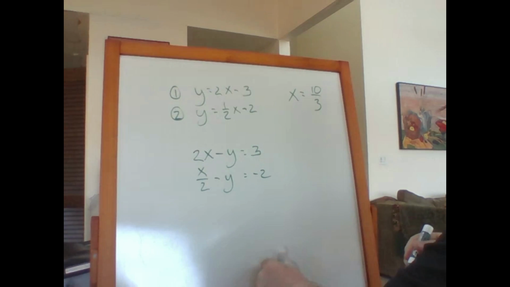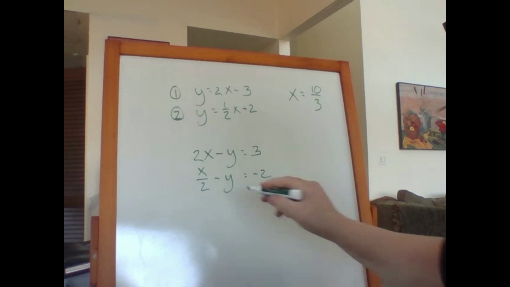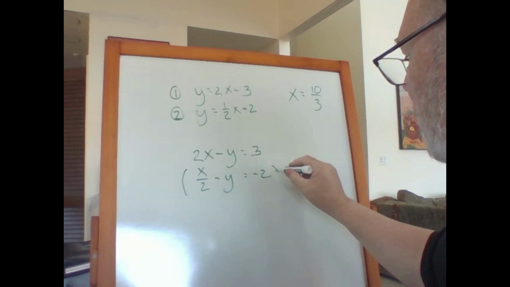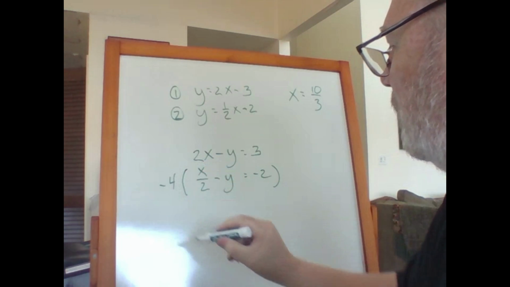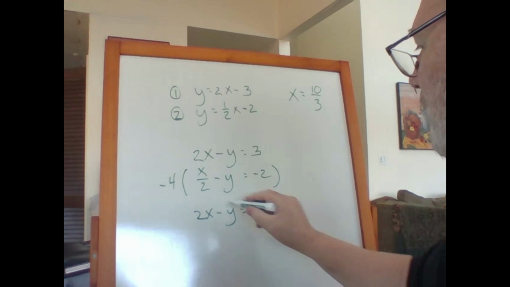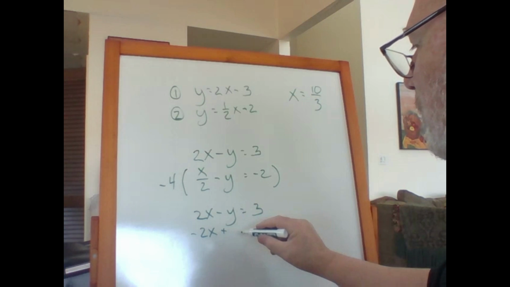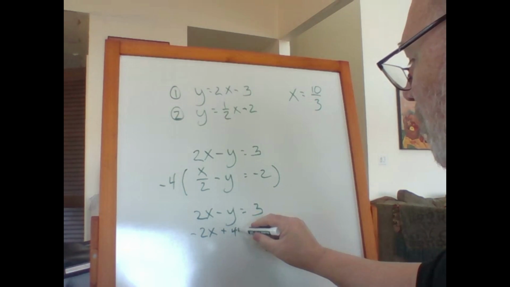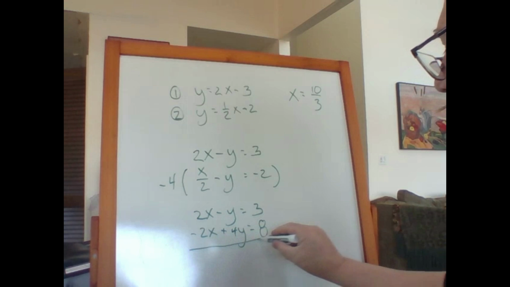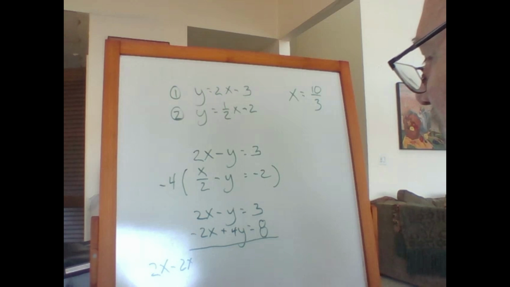And we have to eliminate the x's. And how would we do that? Well, if we multiplied the bottom equation by minus 4, so let's multiply this bottom equation by minus 4. We end up with 2x, I'm writing the top equation, equals 3, and that's minus 2x plus 4y equals 8.